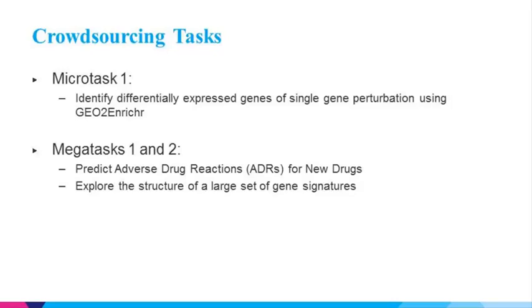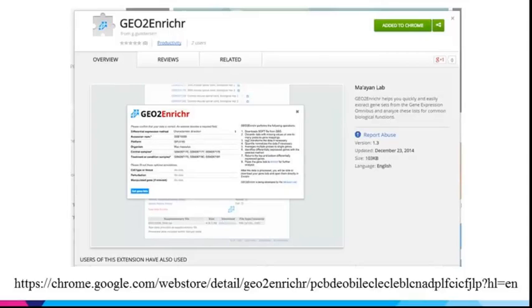The second megatask will provide you with a large set of gene sets without specifying where they came from. Your challenge is to identify the structure within these gene sets and provide a detailed analysis that describes the dimensionality of all of those gene lists. For the first microtask, we developed a Chrome extension called GEO2Enrichr. This Chrome extension adds buttons to the GEO database, so we are excited to have you test this new tool.